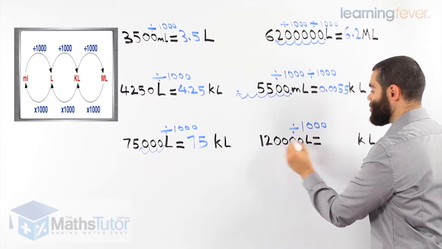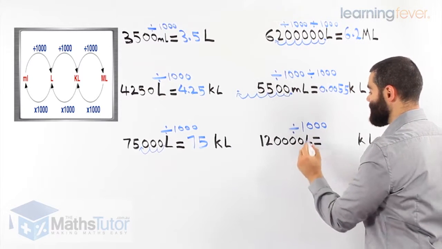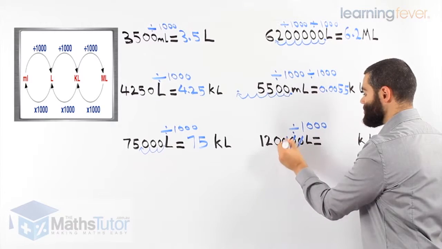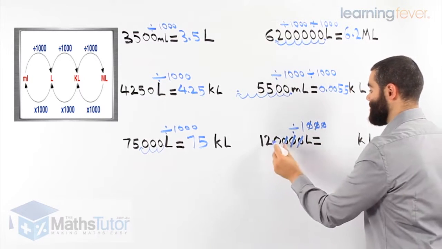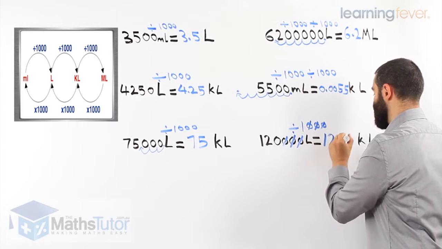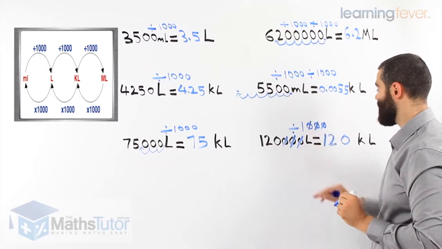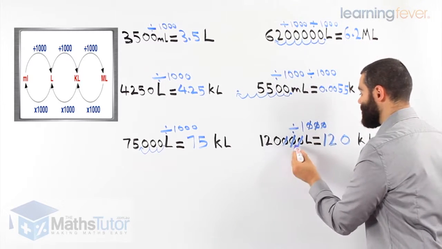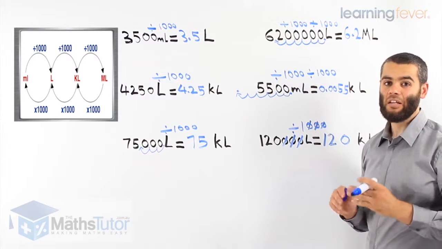So 120,000 liters, we're going from liters to kiloliters. We're dividing by 1,000, divide by 1,000. So basically these will go. Another way of doing it is going to give us the answer of 120 kiloliters. So 120,000 divided by 1,000, 120 kiloliters. That means 120,000 litres is the same as 120 kilolitres.